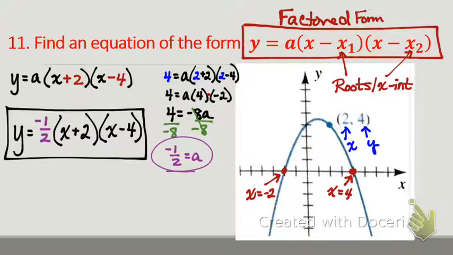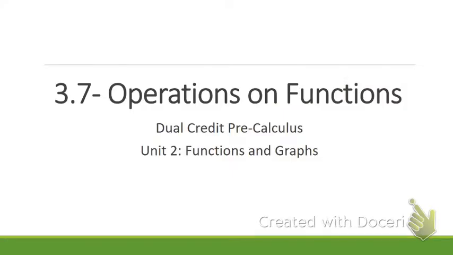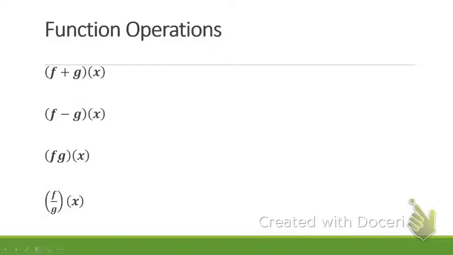All right, 3.7, we're going to do operations on functions. This is going to bring together a lot of the stuff that we were doing in 3.4 and in 3.5. Operations on functions. We have 4 operations that we can perform with functions that we're going to talk about today. We can add 2 functions together. That would be the sum. This is the same as taking our function f of x and adding it to our function g of x.